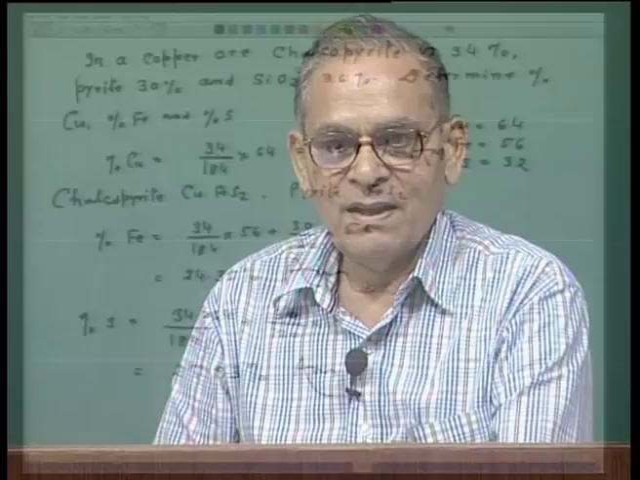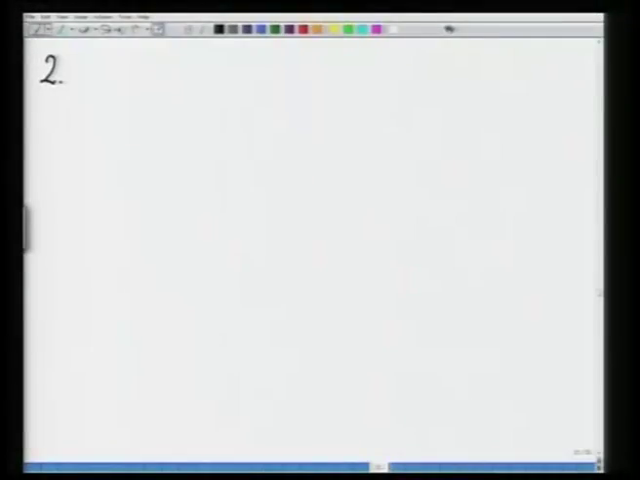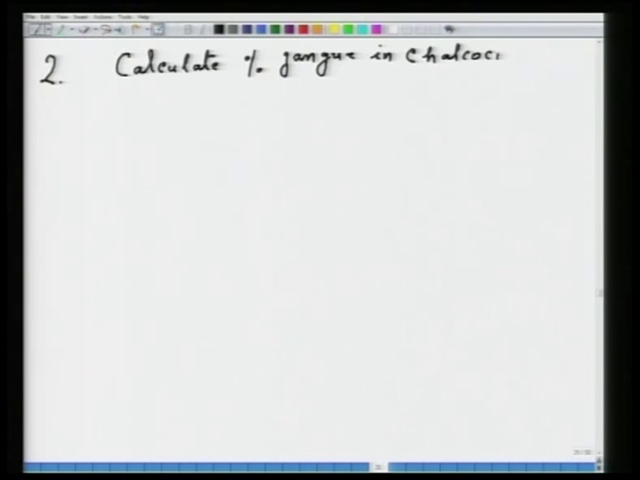So, let us see the next problem. So, next problem is, second, say, calculate percent gangue in chalcocite ore when copper is 11.83%. Do you know what is chalcocite ore?